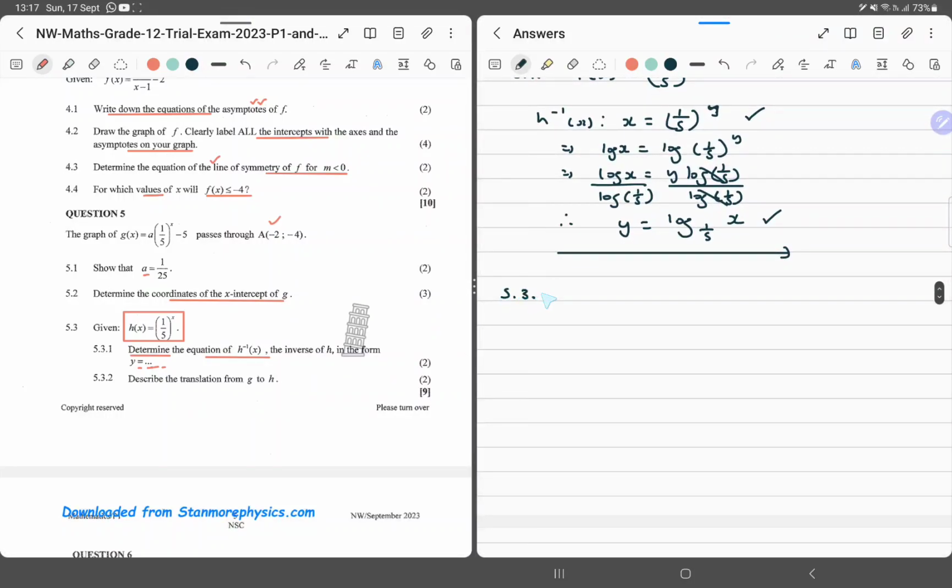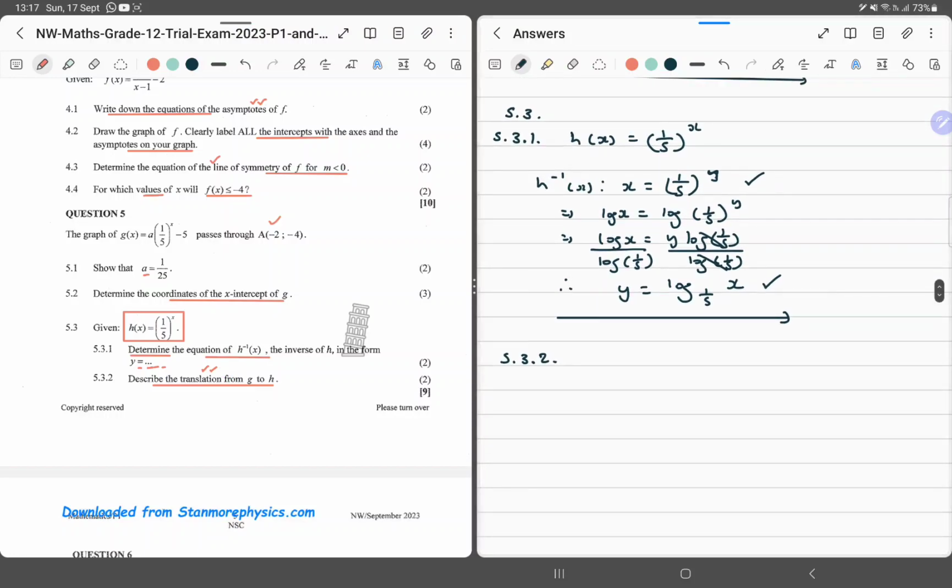So let's do 5.3.2. It says, describe the translation from g to h. Can you see they are saying the translation, meaning the horizontal and vertical shifts. What did we do here? If you look at g of x, it was 1 over 25 into 1 over 5 to the exponent x minus 5. This is the same as 1 over 5 squared times 1 over 5 to the exponent x minus 5.